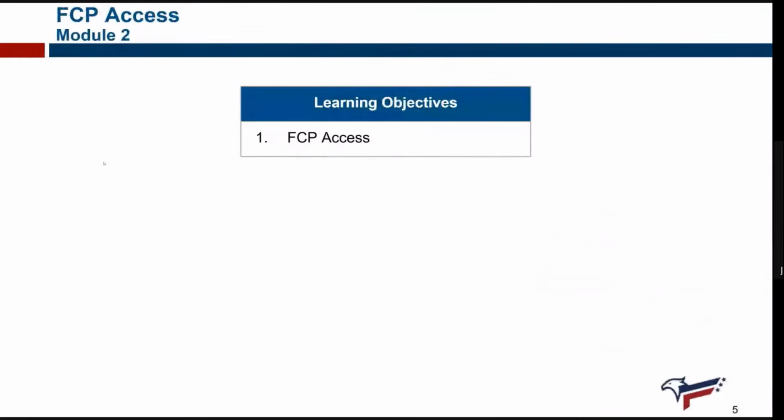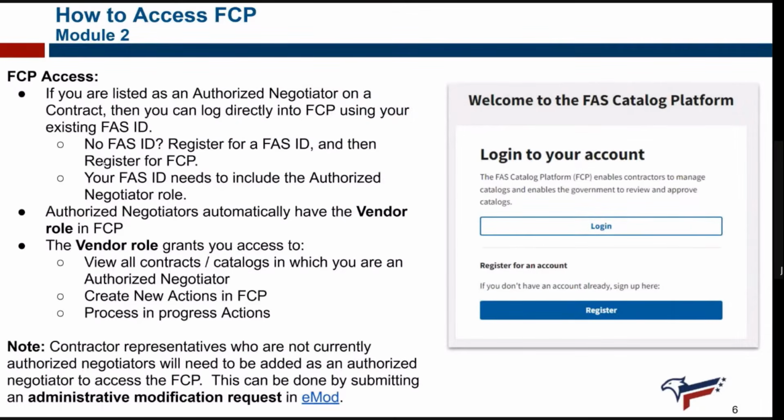All right, FCP access requirements. If you are listed as an authorized negotiator on a contract, you can log into FCP using your existing FAS ID. If you don't have a FAS ID, you'll first need to register for a FAS ID, and then you can register for FCP access. Now, your FAS ID must include the authorized negotiator role, and all authorized negotiators will automatically have the vendor role assigned to them in FCP.